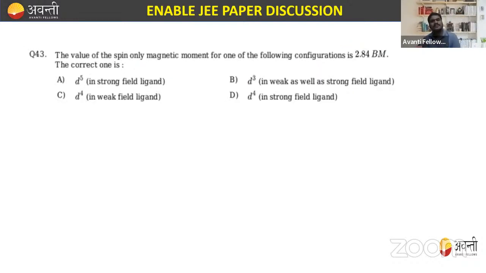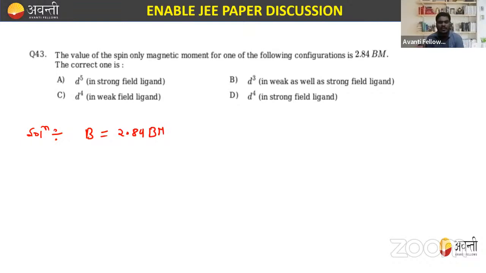What does the question ask, beta? The value of spin-only magnetic moment for one of the following configurations is this. What is the correct one? So how much does the magnetic moment come out to be? It comes out to be 2.84 Bohr magneton, right?